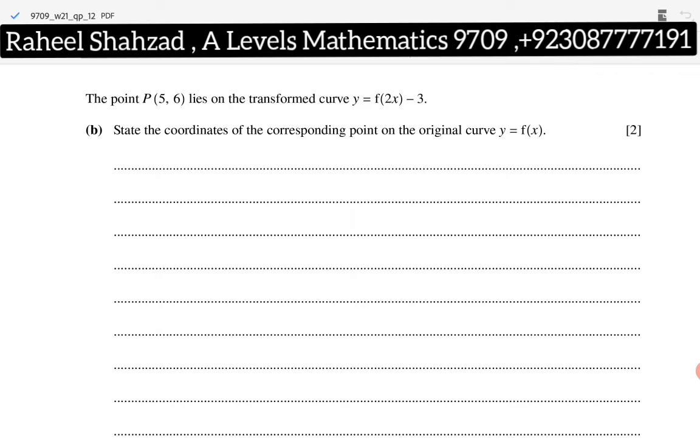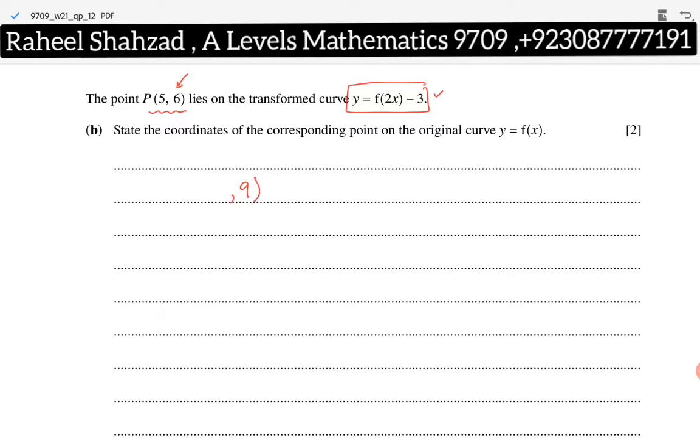Okay, in part B, using the same transformation of stretch along x-axis, scale factor 1 by 2 and vertical translation minus 3 along y-axis. Minus 3 means you're moving down along y-axis. State the coordinates of the corresponding point in the original curve y equals f of x. The point 5, 6 lies on the transformed curve. Now 5 and 6 is the result of this. You could see that this is basically negative 3. That means this graph has been translated 3 units down. So its y coordinate is going to be 3 units up, that will be 9.